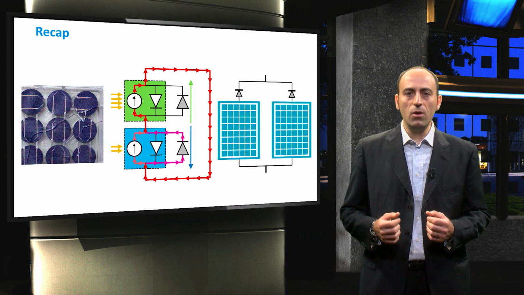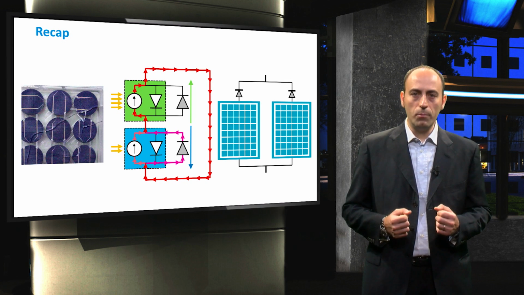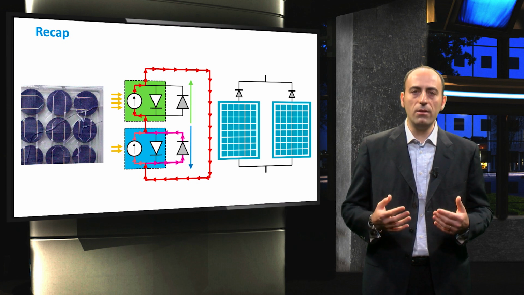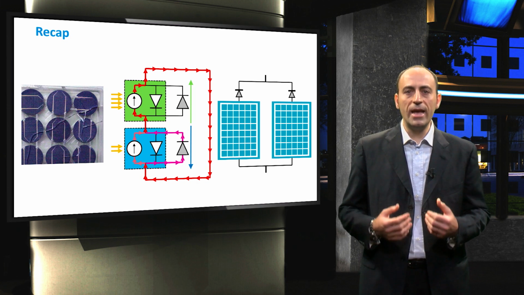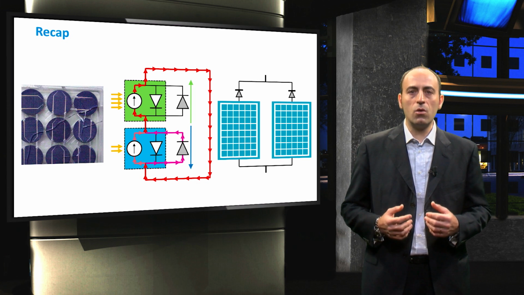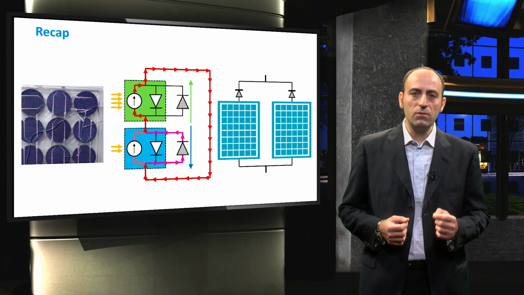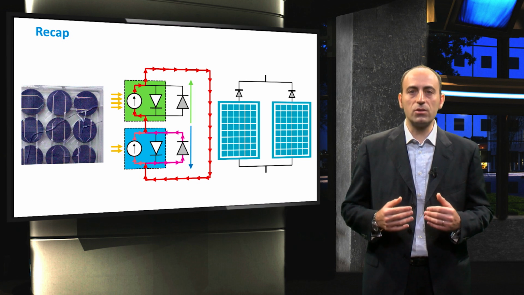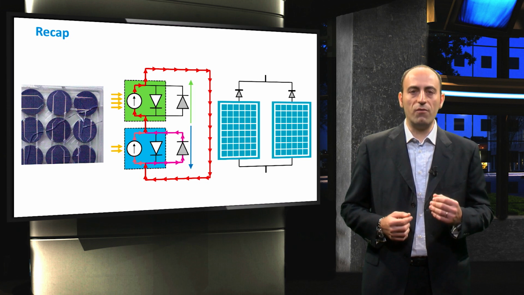To conclude this video, we have introduced two important components, the bypass diode and the blocking diode, that prevent the negative effects of current mismatch caused by partial shading. In the next video, we will see instead the effects of temperature and irradiance on the performance of the module.